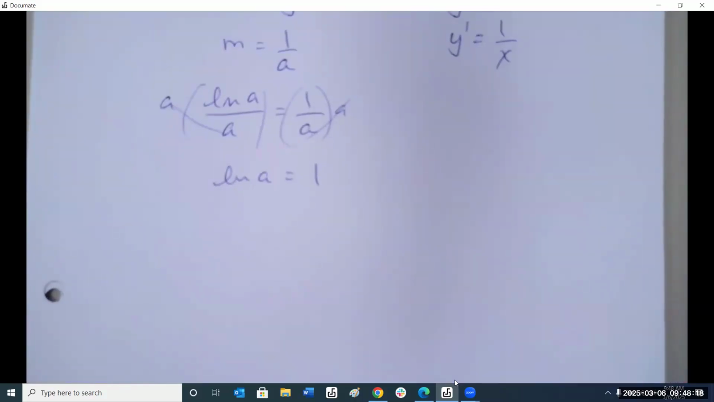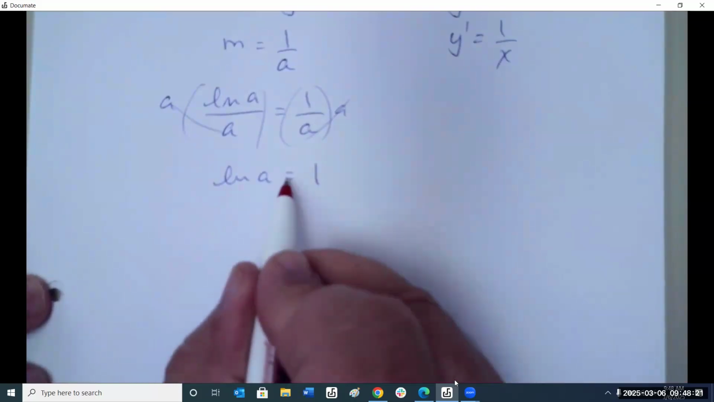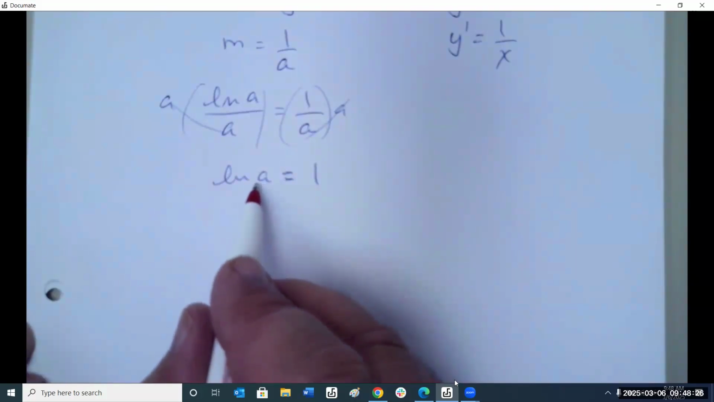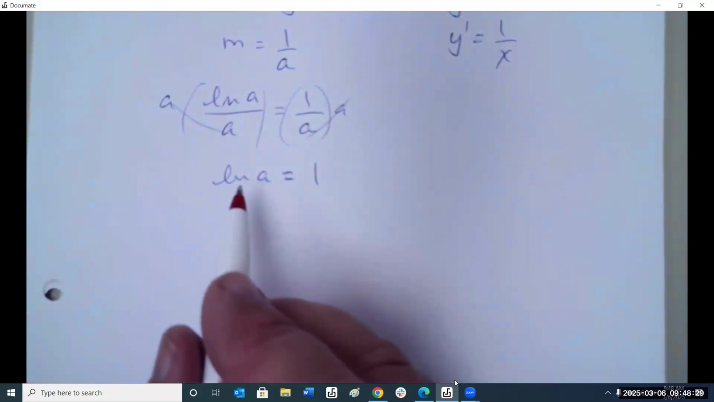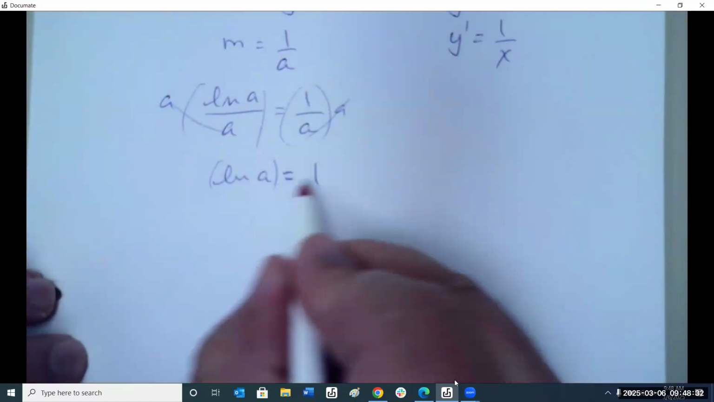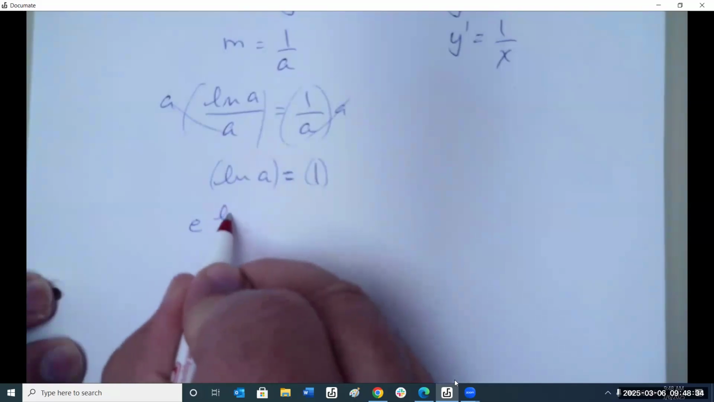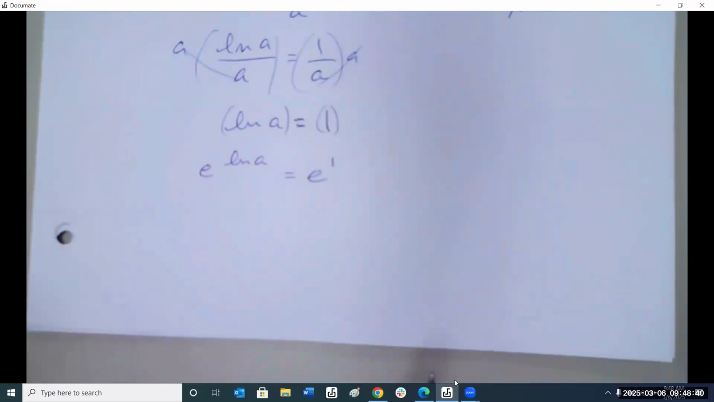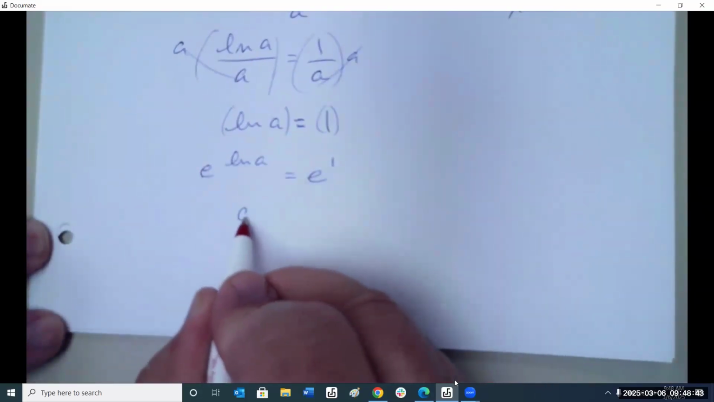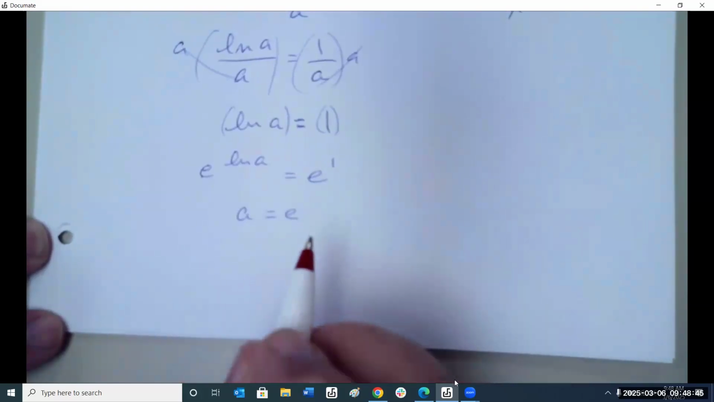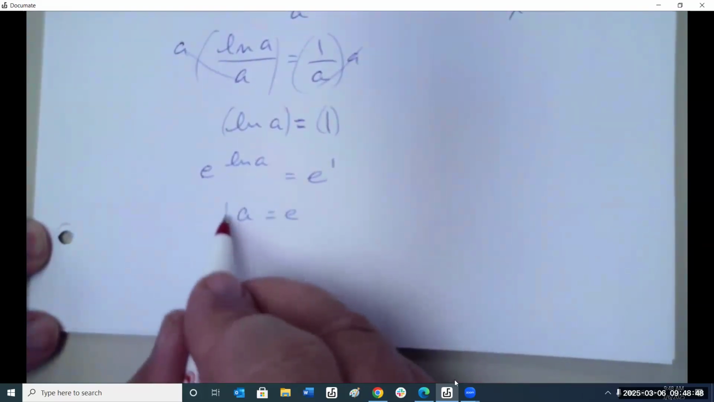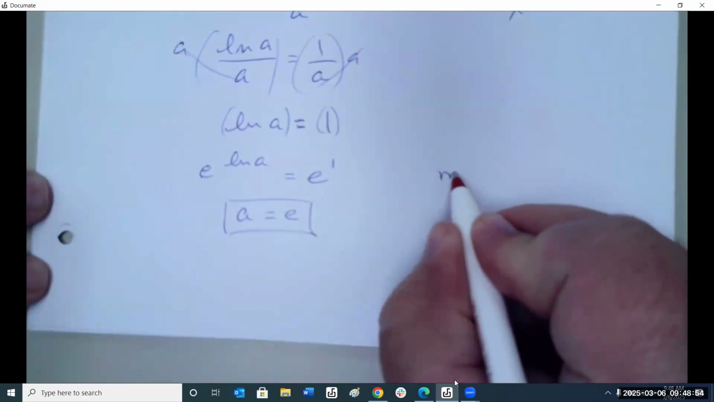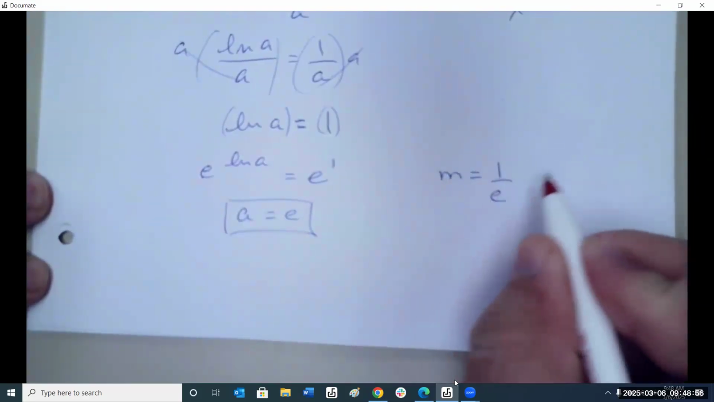So what does A equal? How do we get A by itself? E, very good. Take the E to both sides. So we have E to the power ln A is equal to E to the power 1. The E and the ln cancel, so we have A. E to the power 1 is E. So we know A equals E. So the slope is 1 over E.